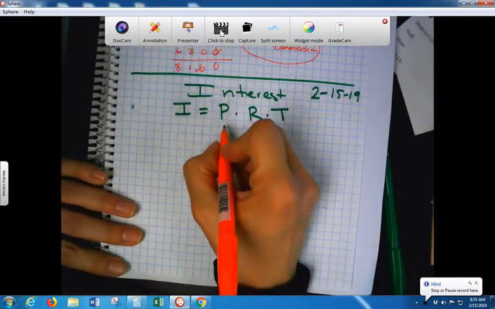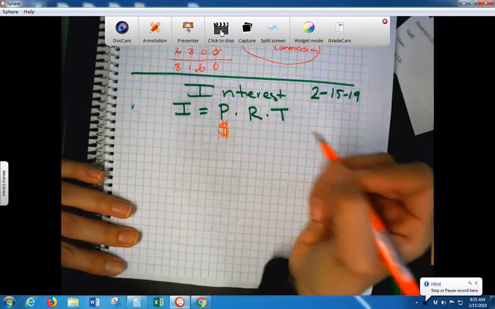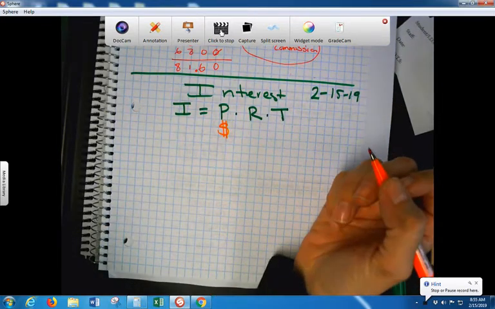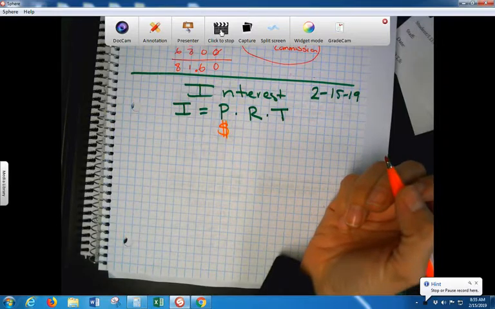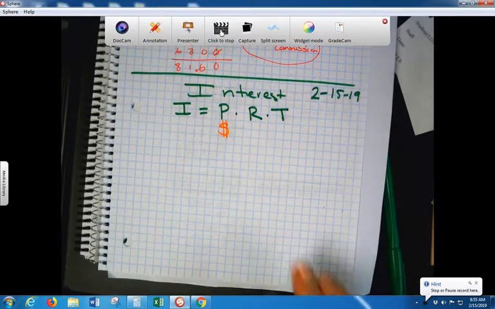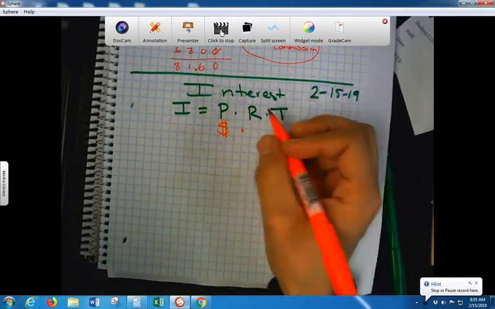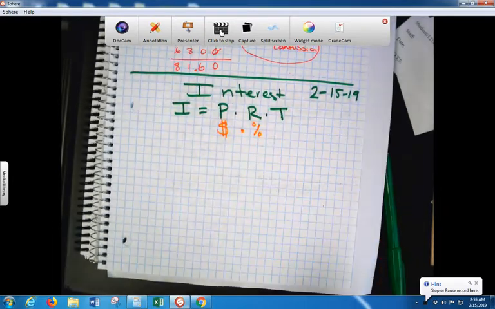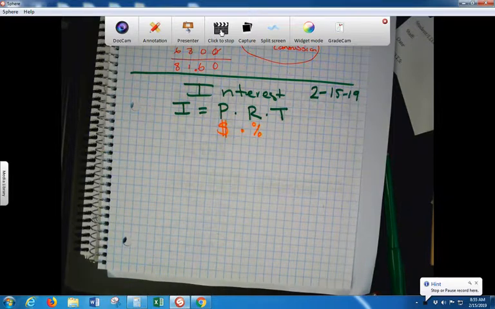Principal, that's the money. How much money did you borrow? Did you borrow $500? Did you borrow $1,000? The rate is the percent. Now, credit cards, they can go to 20-25%. A car loan might be 4 or 5%. A house might be 2 or 3%.